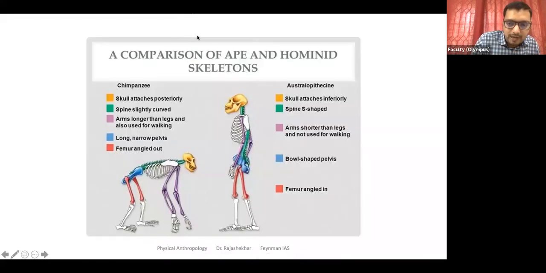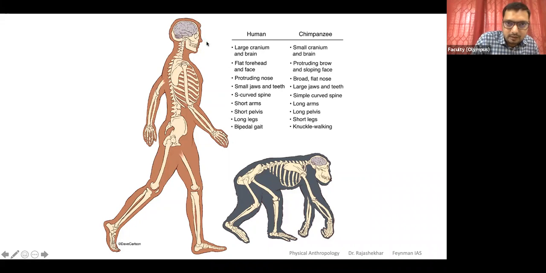But within our flat face, you notice the nose is protruding. The nose actually comes out in the flat face. So protruding nose in humans, whereas broad and flat nose in chimpanzees. So we are covering the cranium part and the skull part, right? So go like that in the order.